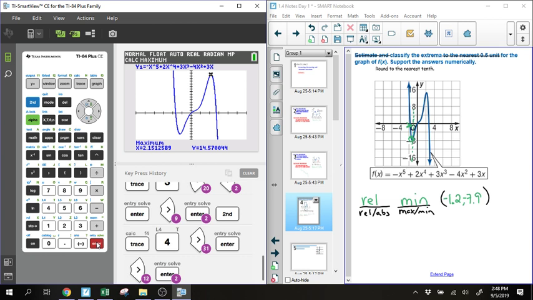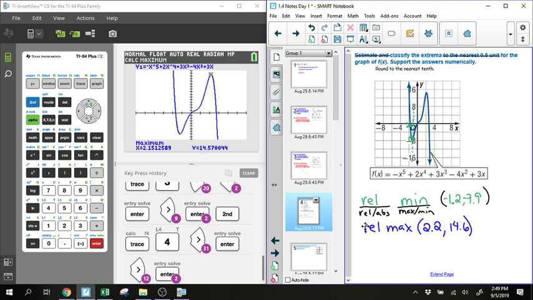Relative. Again, over here, this graph's going to keep going up. There is going to be a graph higher than the top of that hill. So we would say relative, it is the top of a hill, so maximum. Round to my nearest tenth, 2.6. Please round correctly, 2.2. And 14.6, as I'm telling you to round correctly and I don't.